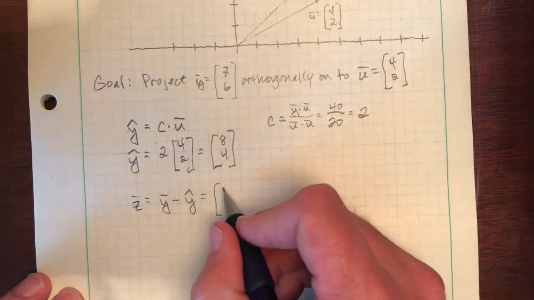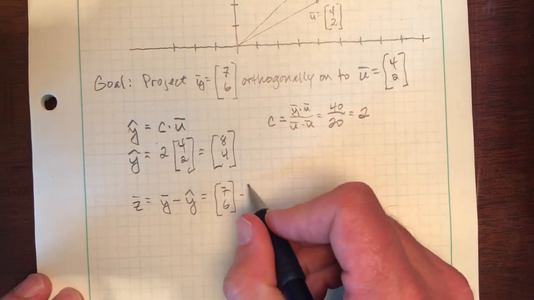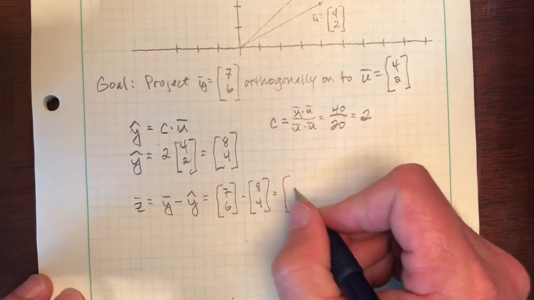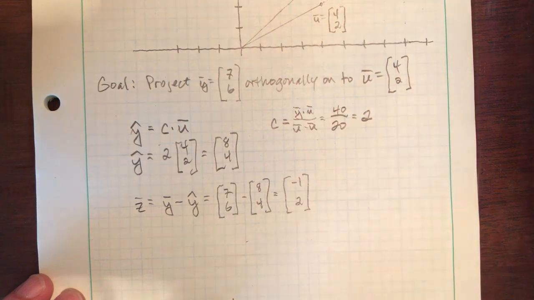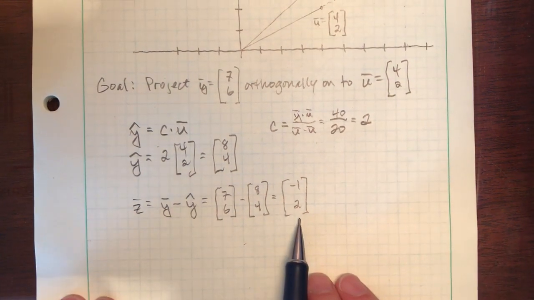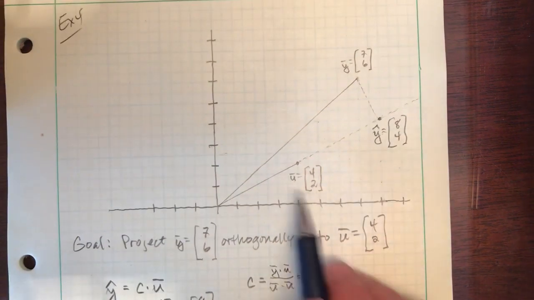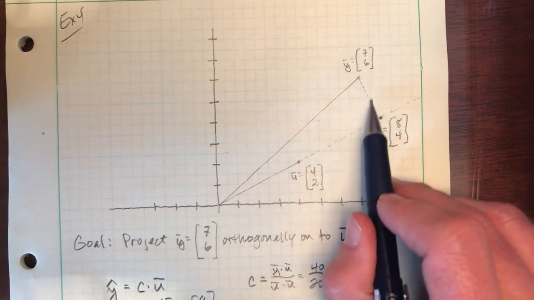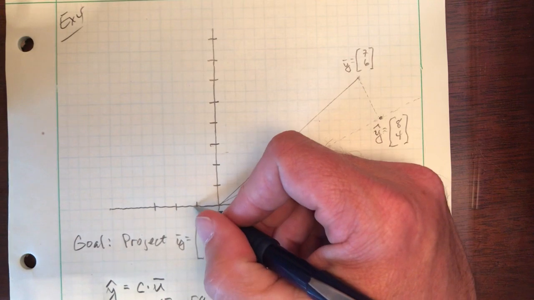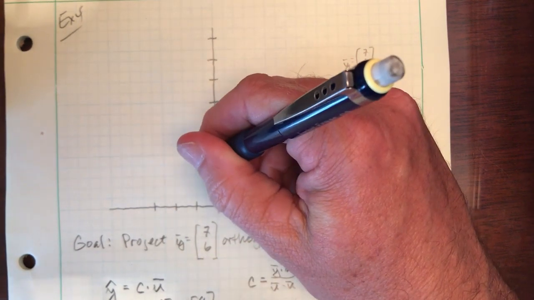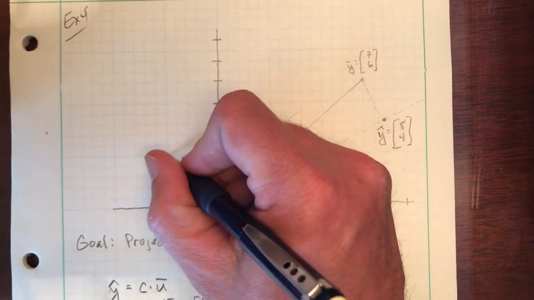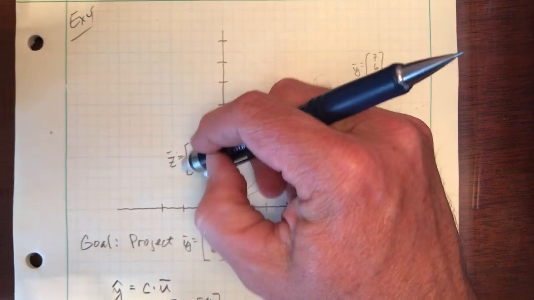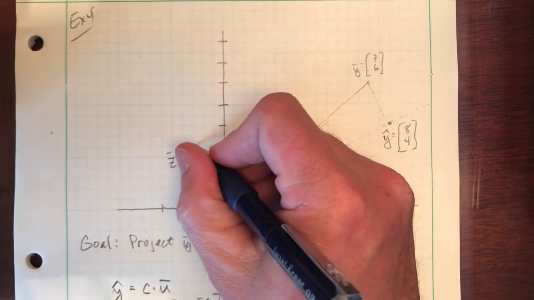So what was my y? 7, 6. My scaled u vector was 8, 4. Subtracting gives me negative 1, 2. So negative 1, 2 is the orthogonal vector coming off of my u vector. Well, negative 1, 2 is like this little piece right here shifted down to the origin. Negative 1, 2 looks like this. And that's my z vector. Whoops, got those backwards. Negative 1, 2.